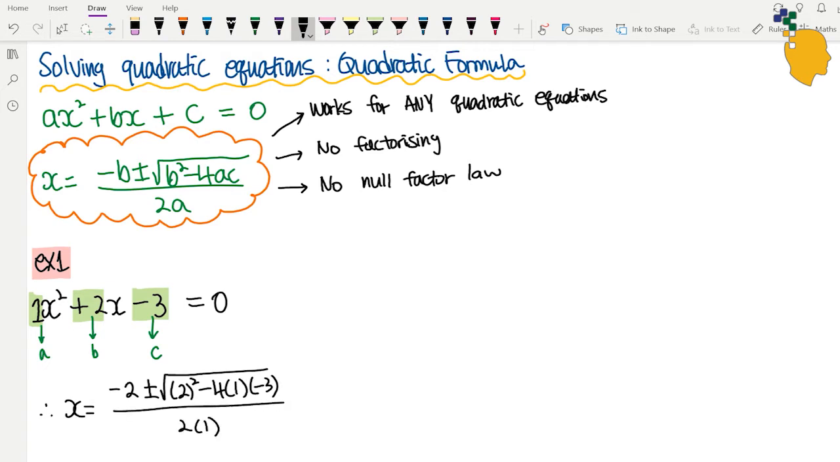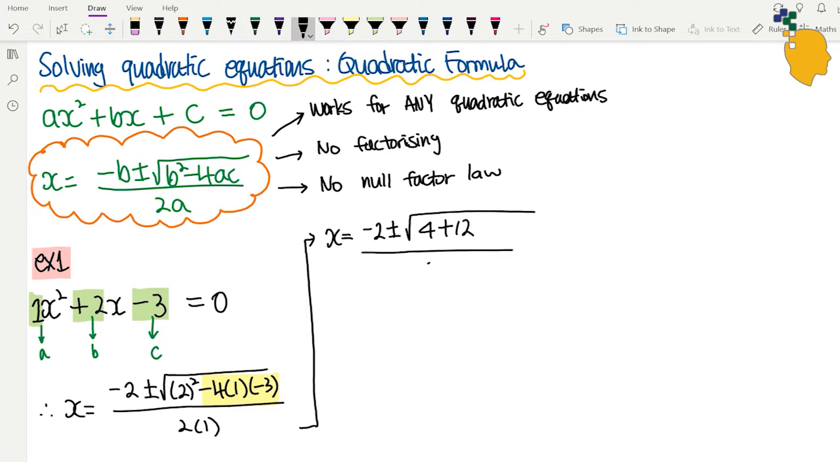2 times 1. So let's simplify inside the root. We have x equals negative 2 plus minus 2 squared is 4. And if you multiply negative 4 by 1 by negative 3, it becomes positive 12. Over 2 times 1 is 2. So it becomes negative 2 plus minus root 4 plus 12 is 16 over 2. And as you can see, root 16 you can simplify to 4. So it becomes negative 2 plus minus 4 over 2.